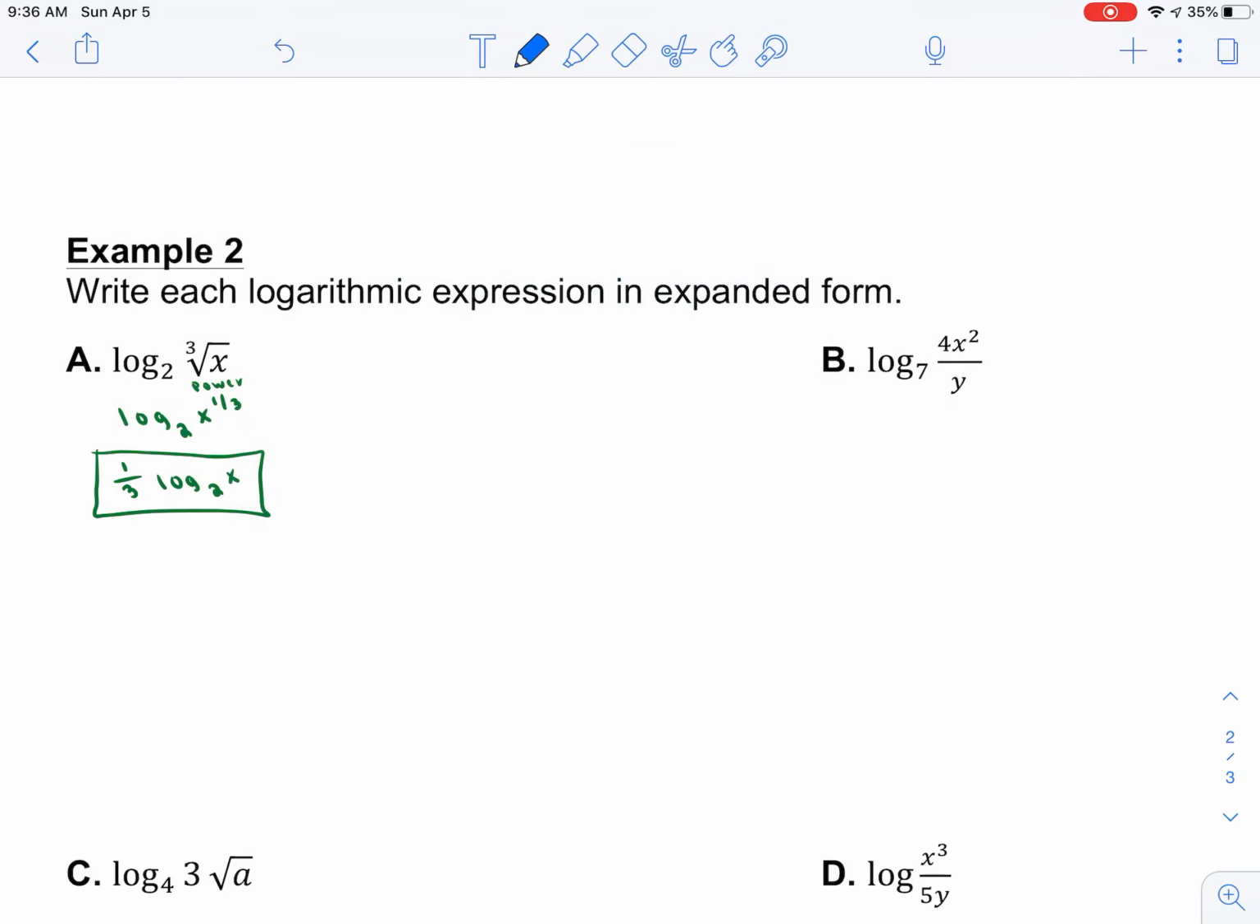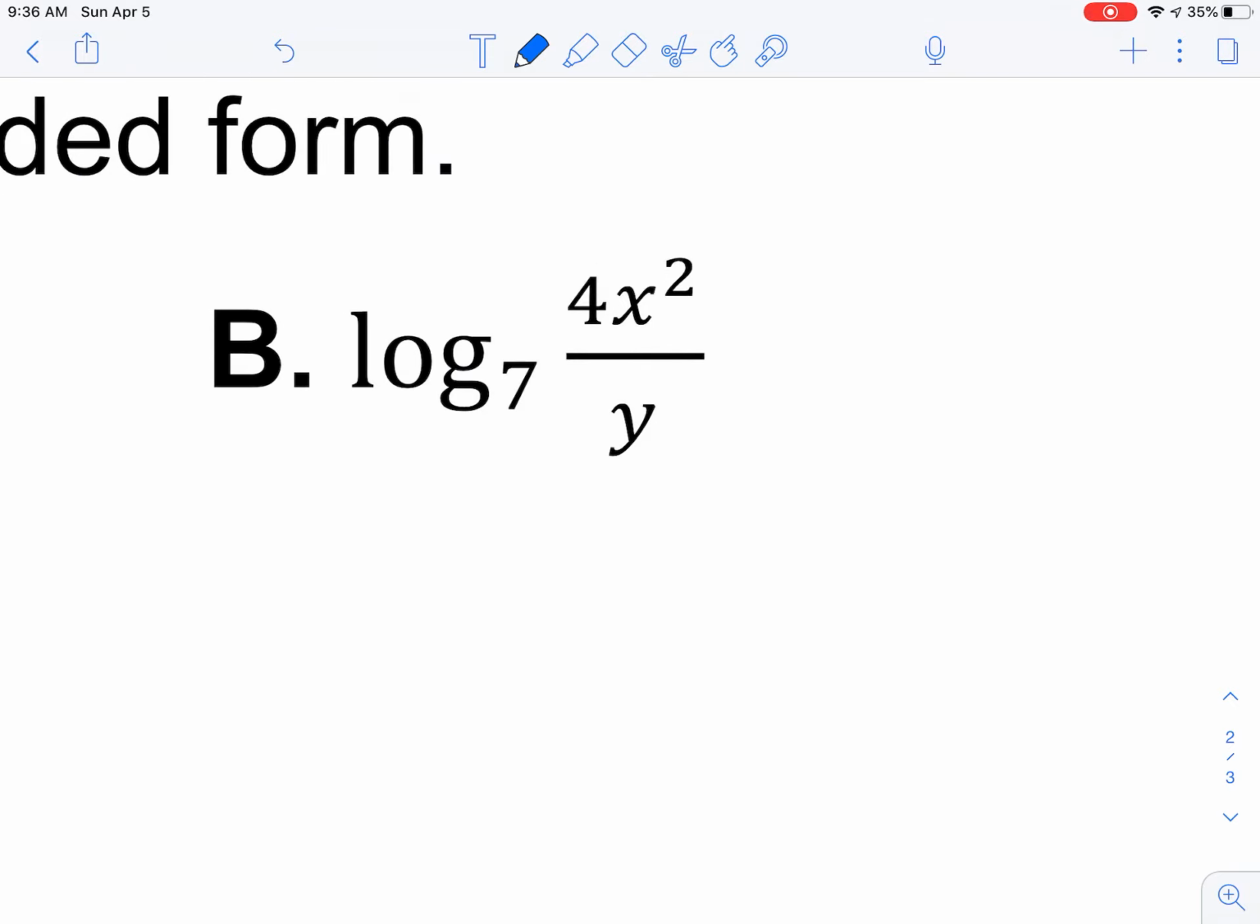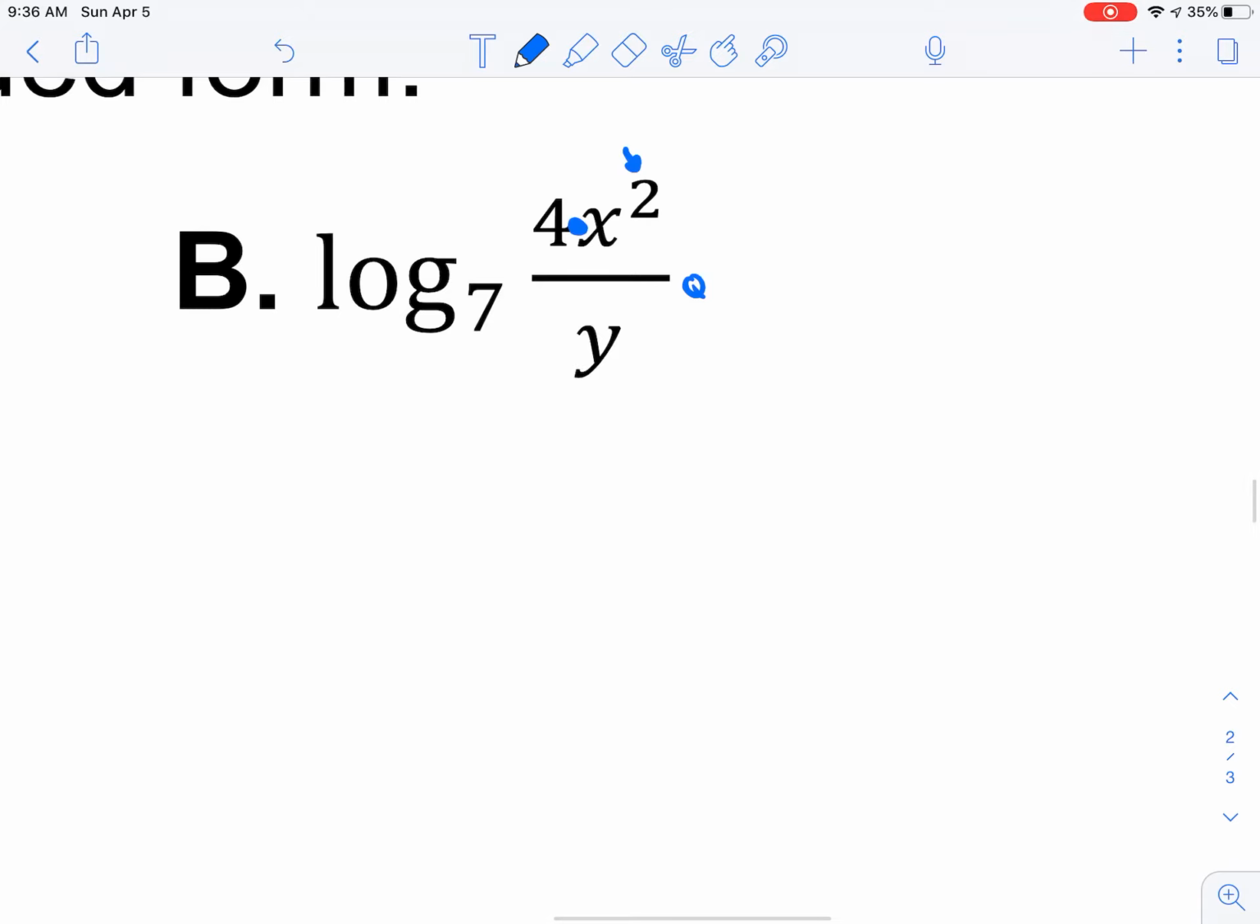Moving on to part B. Part B is the trickiest one we've seen yet, because this actually involves all 3 properties. I see a product in the numerator, I see a power on just the x, and then I see a quotient of all 3 terms. Of all 3 of the properties, the only property that is affecting all 3 terms is the quotient, so we have to take care of that first.